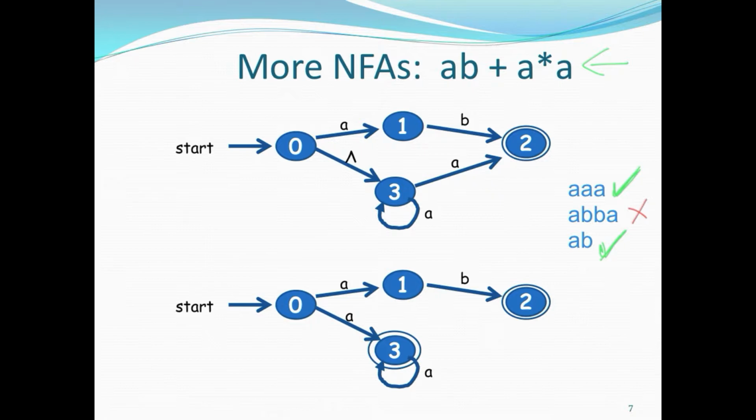So in the bottom one, what I'm going to do is I'll start processing this first A. I'll take that first transition to state 3. I'll process the second A, take that loop, and the third A, take that loop. I end up at state 3, which has a double circle on it, so I accept. So both of these DFAs definitely accept this string AAA.